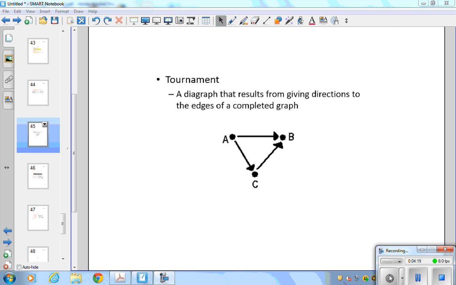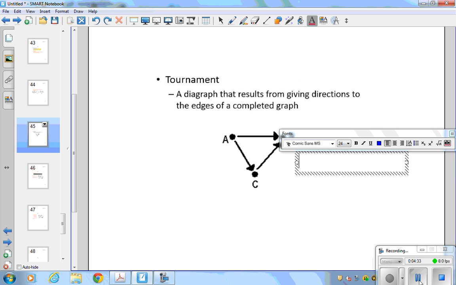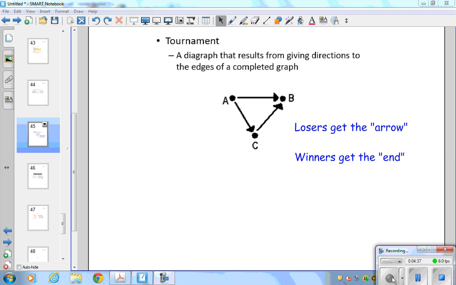Okay, the next thing I want to talk about is what is called a tournament. It is also a digraph that results from giving directions to the edges of a complete graph. You have it right in front of you. Now, here's what I want to focus on. Since you are dealing with arrows here, this is how you figure them out. All right, losers get the arrow.